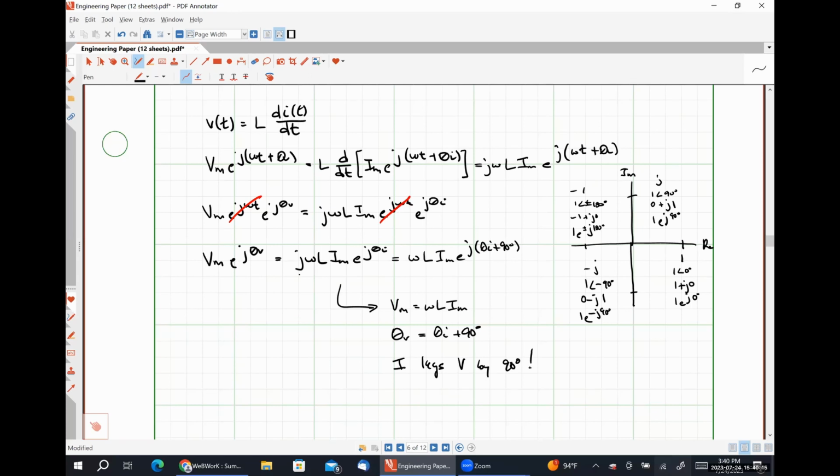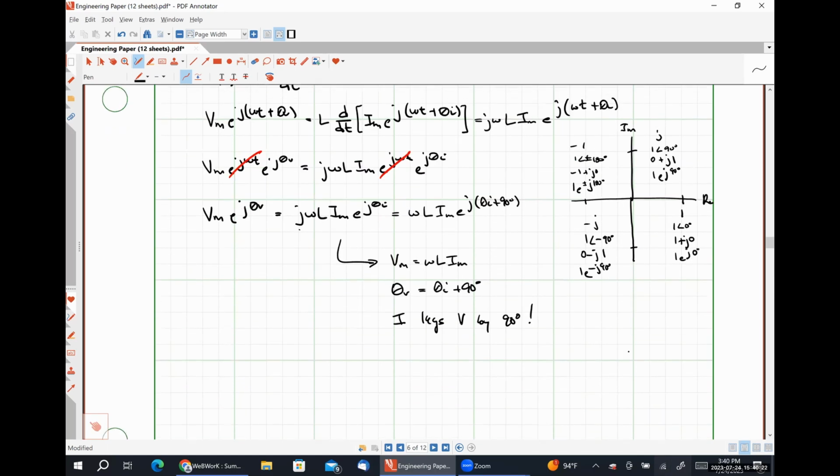And this will always be true for any and every inductor: the current will lag the voltage by 90 degrees. I can express this Vm e to the j theta v as a polar form complex number. So Vm angle theta v will be equal to j omega L times Im angle theta I, or phasor voltage V is equal to j omega L times phasor current I. So this is our current voltage relationship for an inductor in the frequency domain.